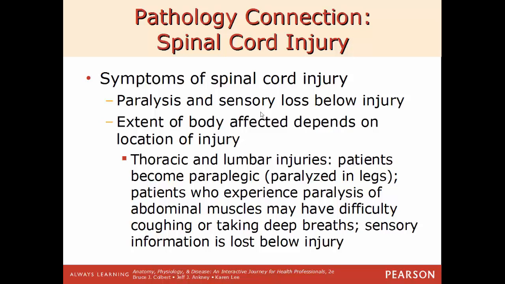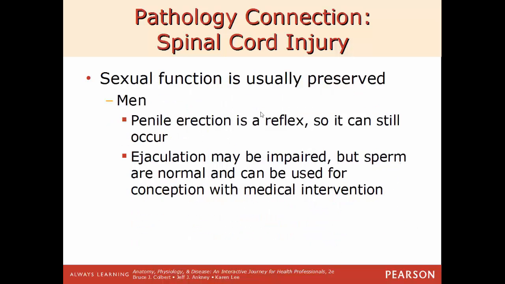Patients who experience paralysis of the abdominal muscles may have difficulty taking a deep breath or coughing. And then sensory information is lost below the injury also. Sexual function is usually preserved. In males, penile erection is a reflex, so that can still happen normally. Ejaculation may be impaired, but the sperm are still normal and can be used for conception with medical intervention.